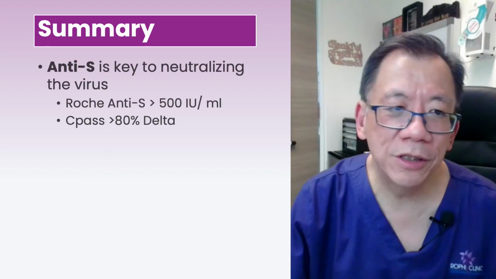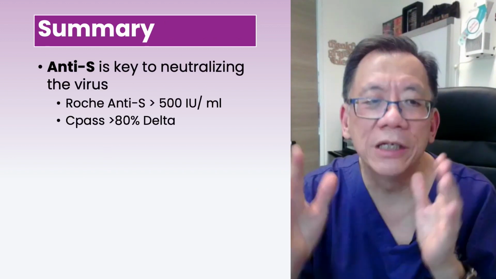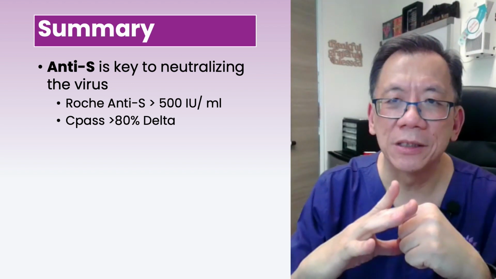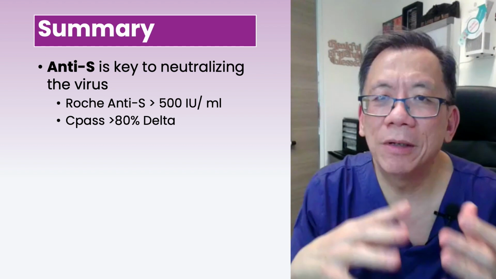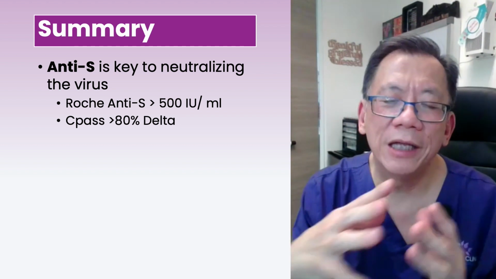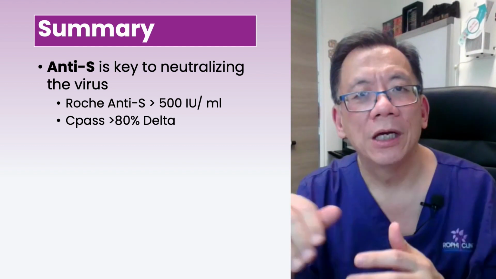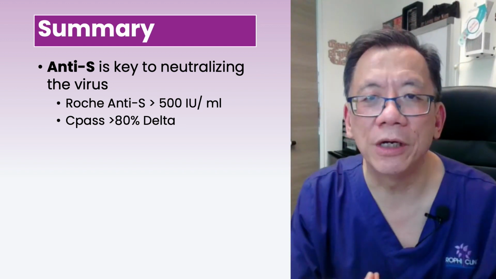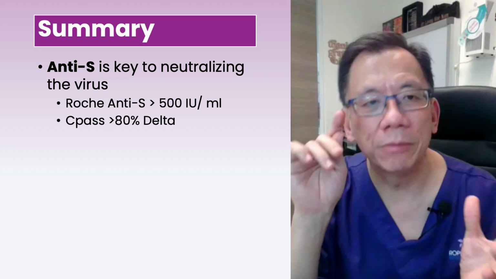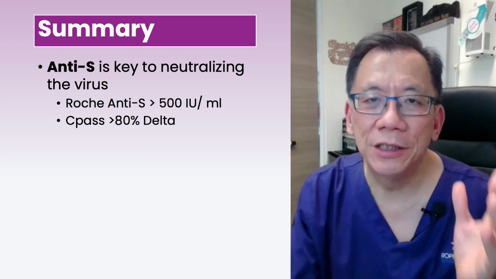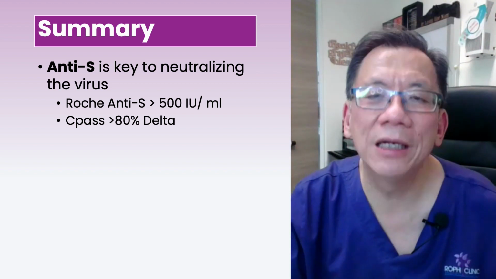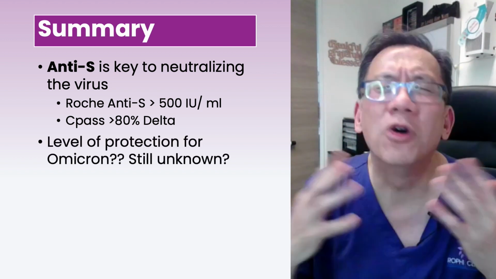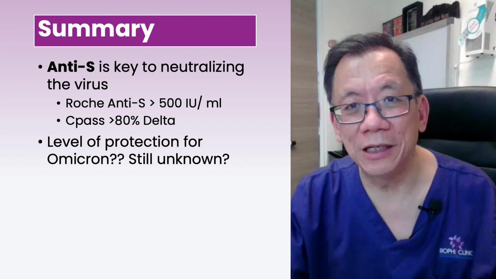Now, just to the summary slide, I want to stress to you the key to neutralizing the virus is predominantly anti-S. And companies have come up to measure them, and with Roche anti-S, there's a paper to suggest if you are more than 500, you are able to overcome the Delta strain. You get protection when it's more than 500. For the cPASS test, it's 80% as per the manufacturer's recommendations. But there's no more Delta, or there's hardly any Delta left.